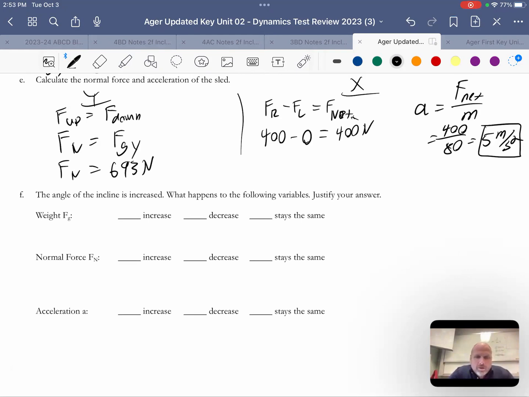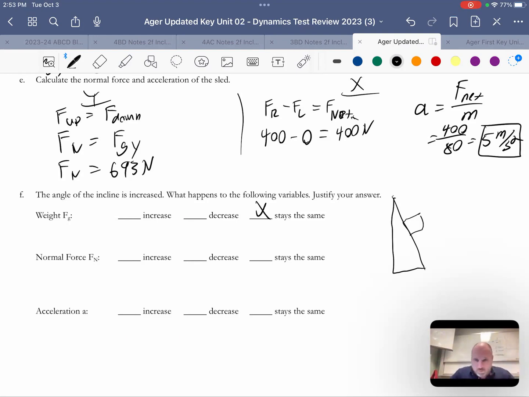So now we're going to increase that angle of incline. We're going to make it nice and steep there. And if you want to draw a picture, that could really help visualize, oh, wow, yeah, there's a lot more gravity pulling it down the hill. So what does the weight do? Well, weight is gravity. That's not going to change. We didn't change the mass of the object, so weight is going to stay the same.